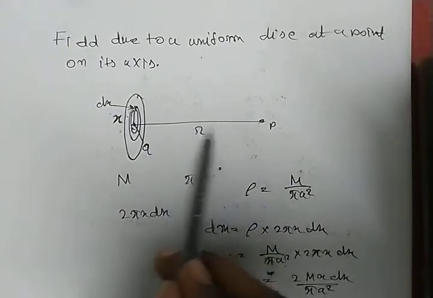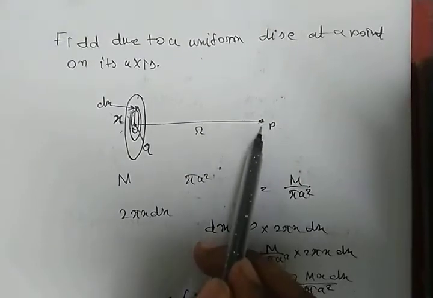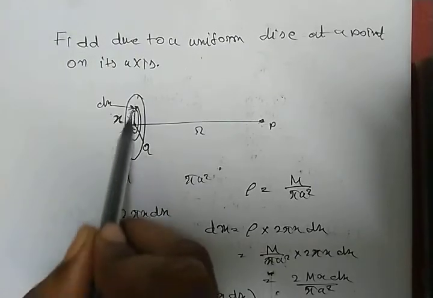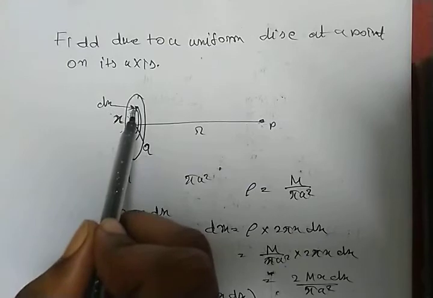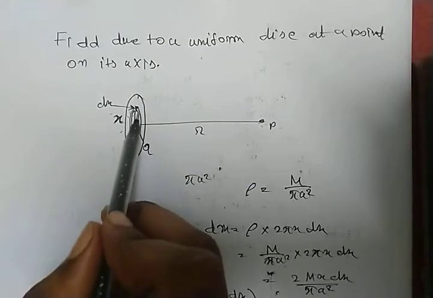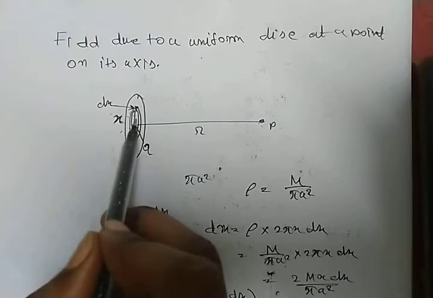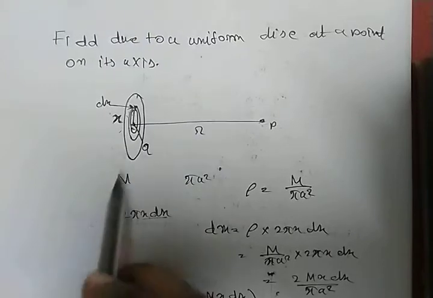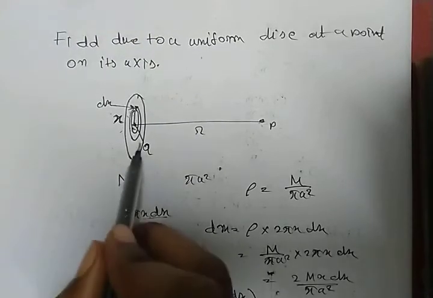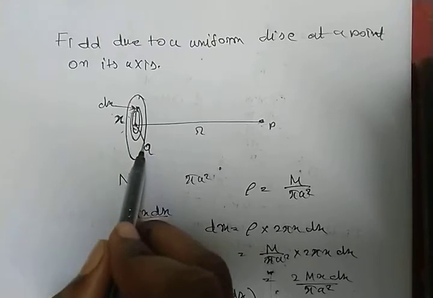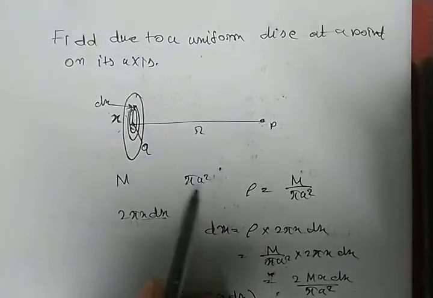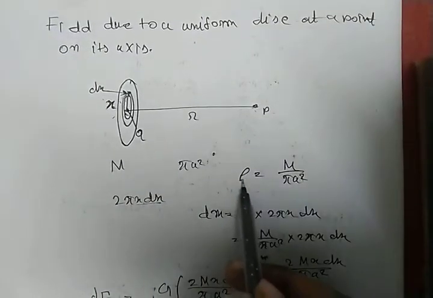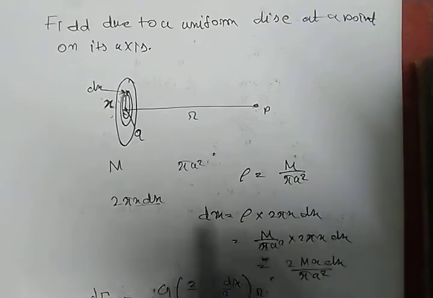At the distance r from this origin I've considered point P, and here we have considered an elemental area of radius x and width dx. The area of this element will be 2 pi x dx, and the whole mass of this disk will be m. The total radius of the disk is a, so its area is pi a squared, and the density becomes rho equals m by pi a squared.